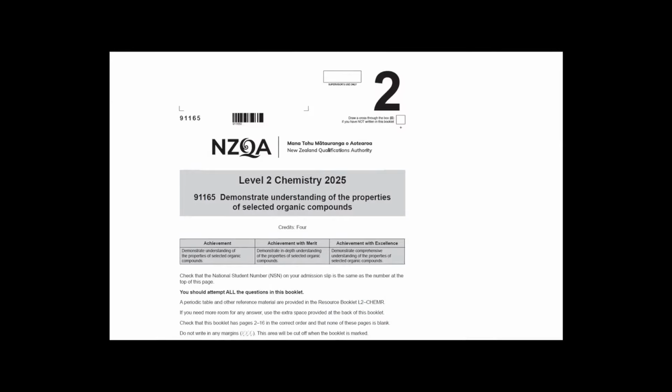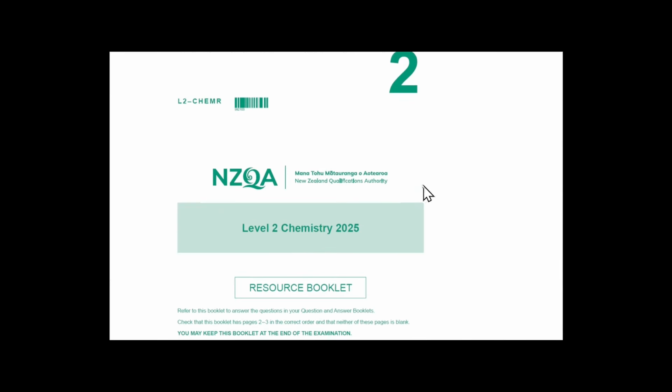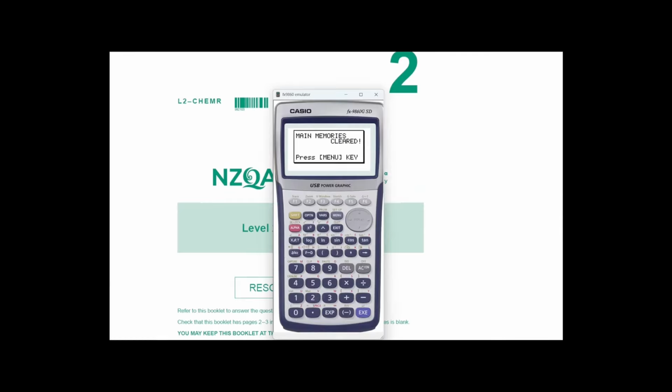Next up in level 2 chemistry is 91165, demonstrate understandings of the property of selected organic compounds. So organic carbon-based chemistry. I'm going to be using the formula sheet which is given and the most common calculator, the Casio FX, to solve these. Okay, so with that said, let's do it to it.